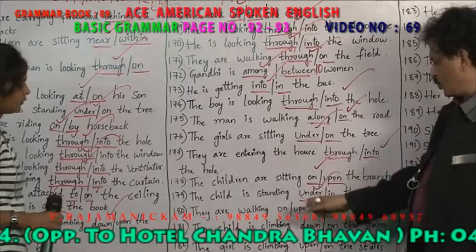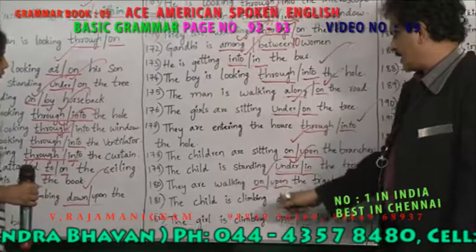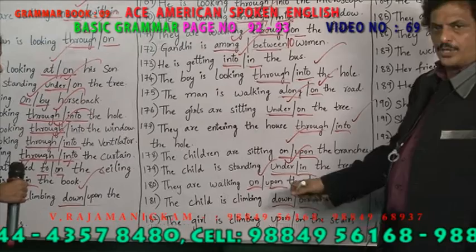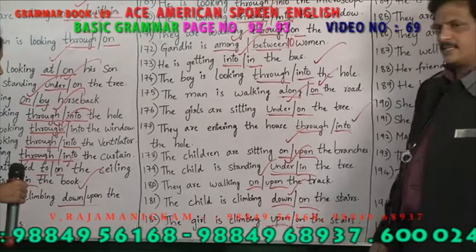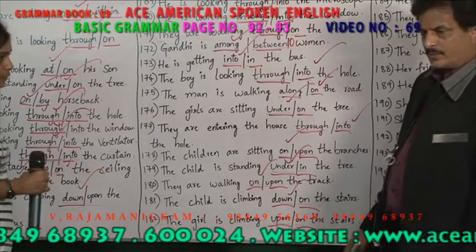They are walking on the track or upon the track? On the track. The child is climbing down the stairs or on the stairs? Down the stairs. The girl is climbing upon the stairs or on the stairs? On the stairs. Okay, next you gentlemen, please come forward.